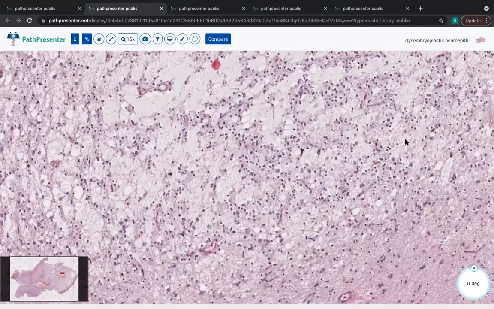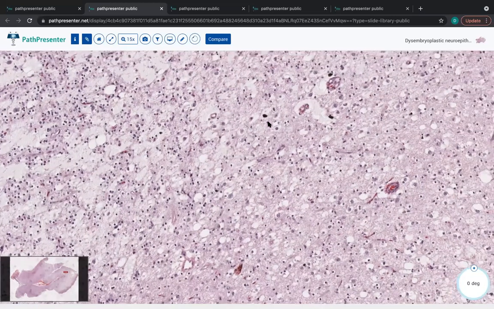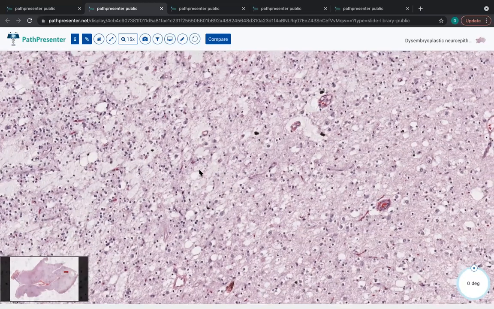So I think we'll wrap up with that today. Are there any questions over this or any of the other tumors that we've looked at this afternoon? Do we see Rosenthal fibers in DNET?